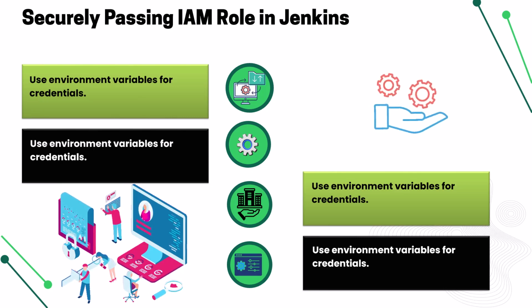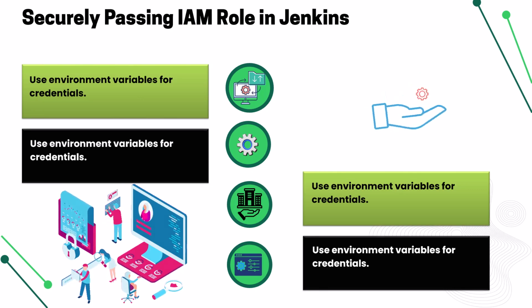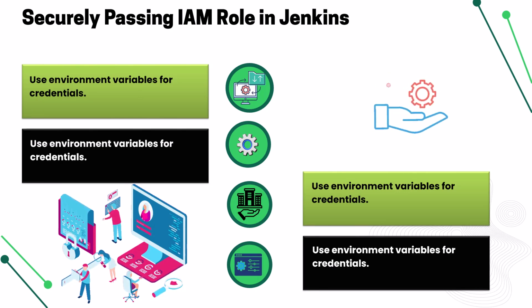Passing IAM credentials securely is like sending a secret mission briefing. No leaks allowed. We use environment variables for credentials, because plain text passwords are so last decade. The Jenkins credentials plugin makes security effortless. Hard-coded secrets, big no-no. Finally, we keep an eye on access logs, because even Jenkins deserves some detective work.